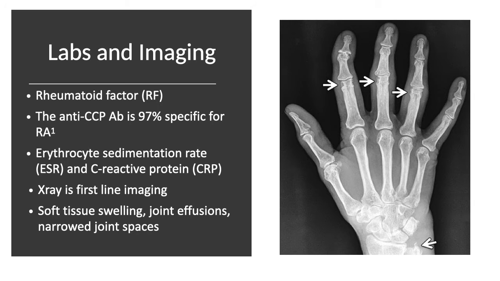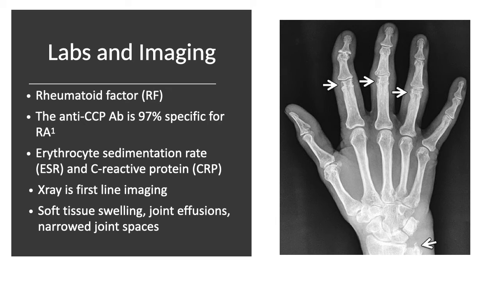Labs and imaging. Autoimmune markers like rheumatoid factor and antibodies to cyclic citrullinated peptides are likely to be positive in RA but don't have to be. These labs are present in about 80% of patients. The anti-CCP antibody has a 97% specificity for RA, and having this antibody defines a patient as seropositive for RA. Other inflammatory markers such as ESR and CRP will be elevated.